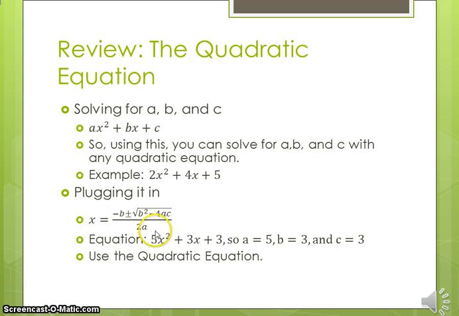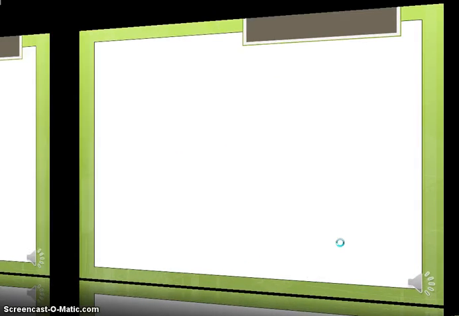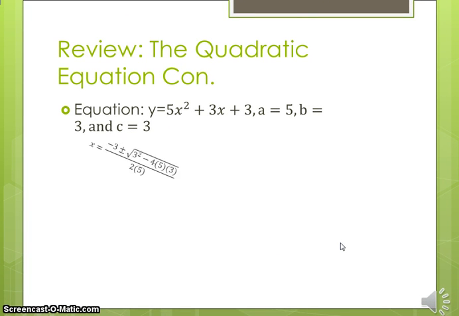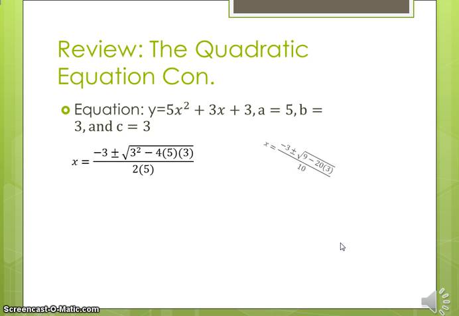Plugging it in. This is the quadratic formula. x equals negative b plus or minus the square root of b squared minus 4ac all over 2a, as you know. Here's your equation. 5x squared plus 3x plus 3. So a equals 5, b equals 3, and c equals 3. Now plugging these in, you get this. Combining like terms, you get 9. 3 squared is 9. And negative 4 times 5 is negative 20. 2 times 5 is 10.